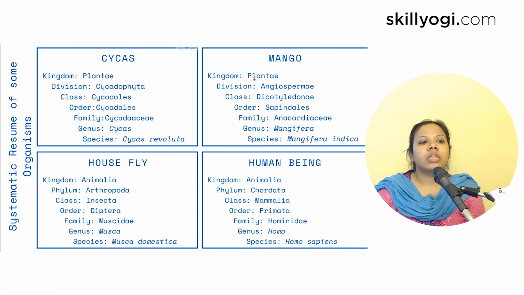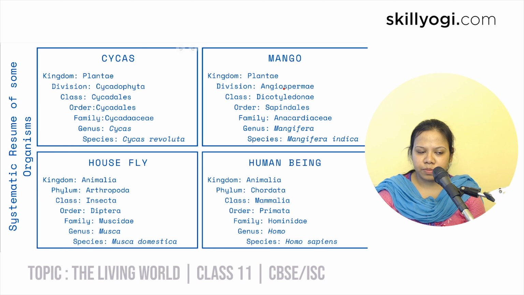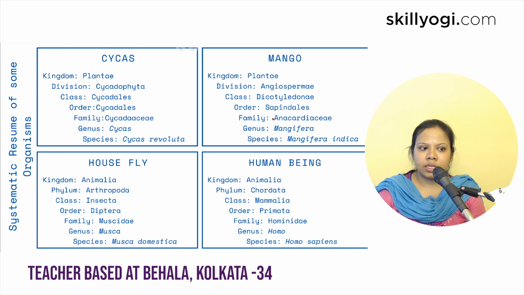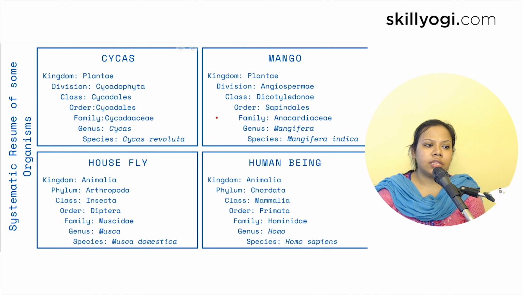Okay. The next is mango. Kingdom Plantae. Division Angiosperm. Class Dicotyledonae. Order Sapindales. Family Anacardiaceae. Genus Mangifera. Species Mangifera indica. These are the plant species of the kingdom Plantae. These are the animal species of kingdom Animalia.